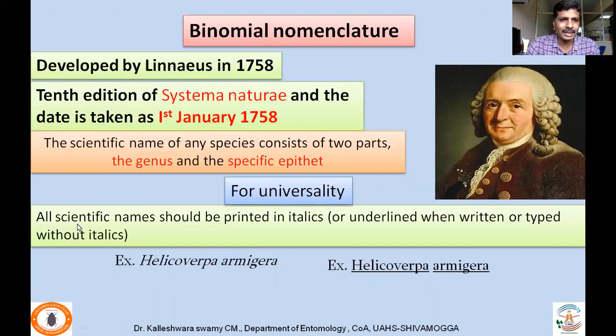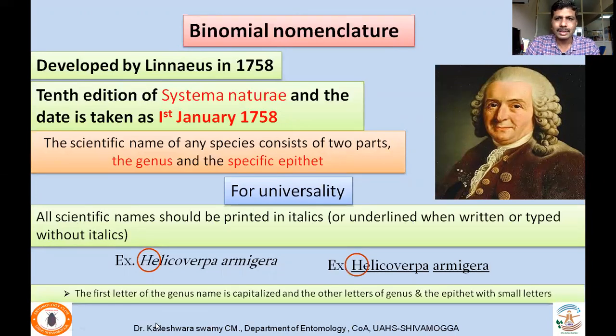For universality, all scientific names should be printed in italics. You can see here, Helicoverpa armigera. When written or typed without italics, you can underline the scientific name. That is the universality, a very important system to be followed. Another very important thing is that the first letter of the genus name is capitalized, and the other letters of the genus as well as the specific epithet should be in small letters. That is very important when you are writing the binomial nomenclature.